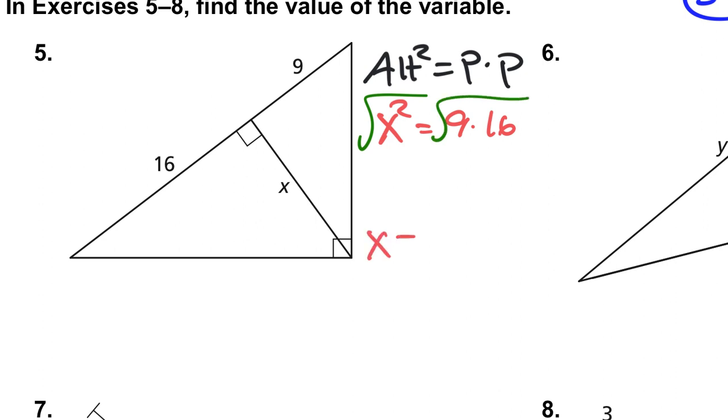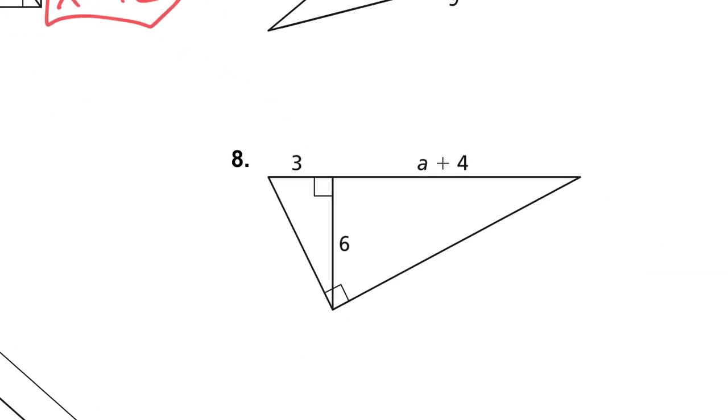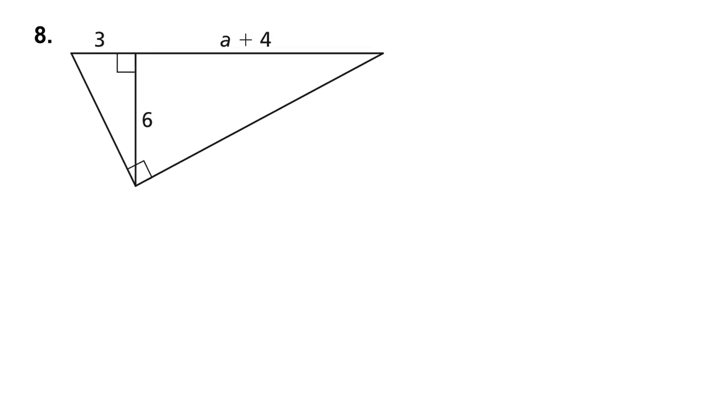And I'm going to get x equals, well, let's break this down. 9 is 3 times 3. 16 is 4 times 4. So you have two pairs. So 3 times 4 means this is going to be 12. Now, I'm going to skip number 6 really quick, and we're going to go to number 8 because we're going to use the same theorem here because I have my altitude and I have my two parts.